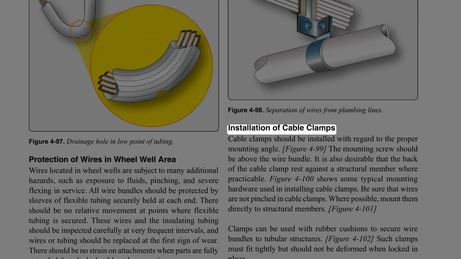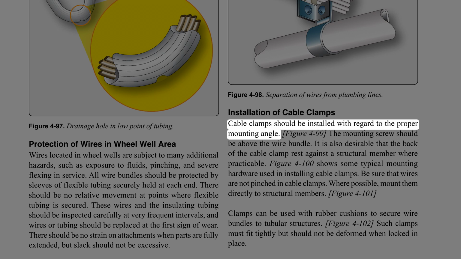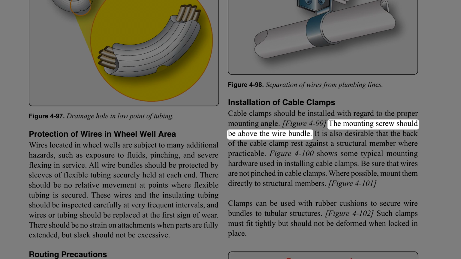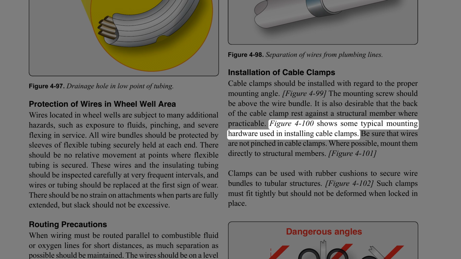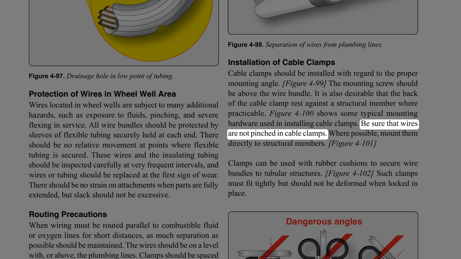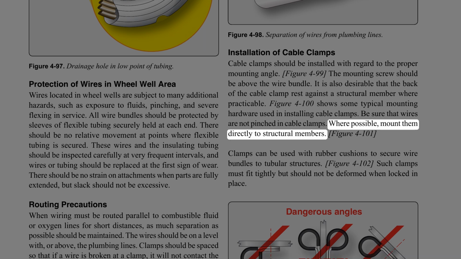Installation of cable clamps. Cable clamps should be installed with regard to the proper mounting angle. The mounting screw should be above the wire bundle. It is also desirable that the back of the cable clamp rest against a structural member where practicable. Figure 4-100 shows some typical mounting hardware used in installing cable clamps. Be sure that wires are not pinched in cable clamps. Where possible, mount them directly to structural members.